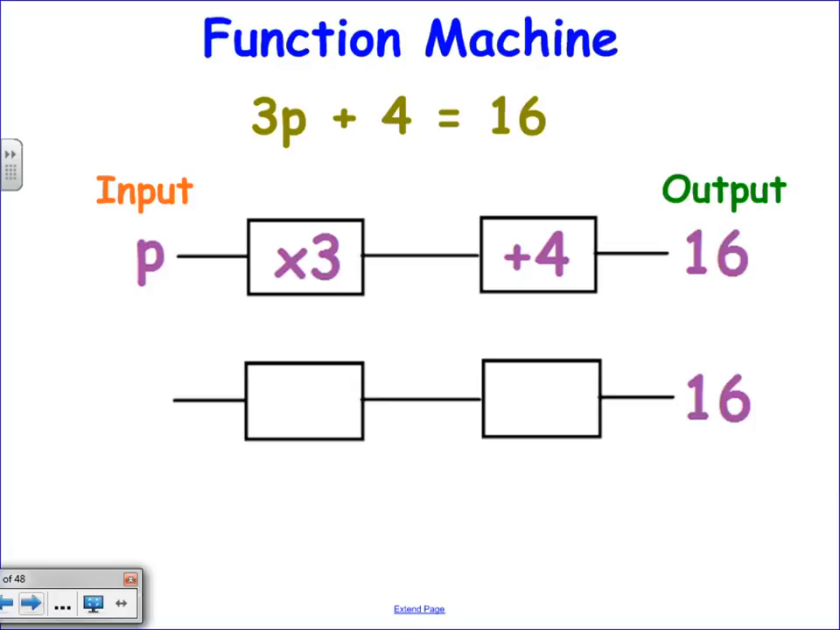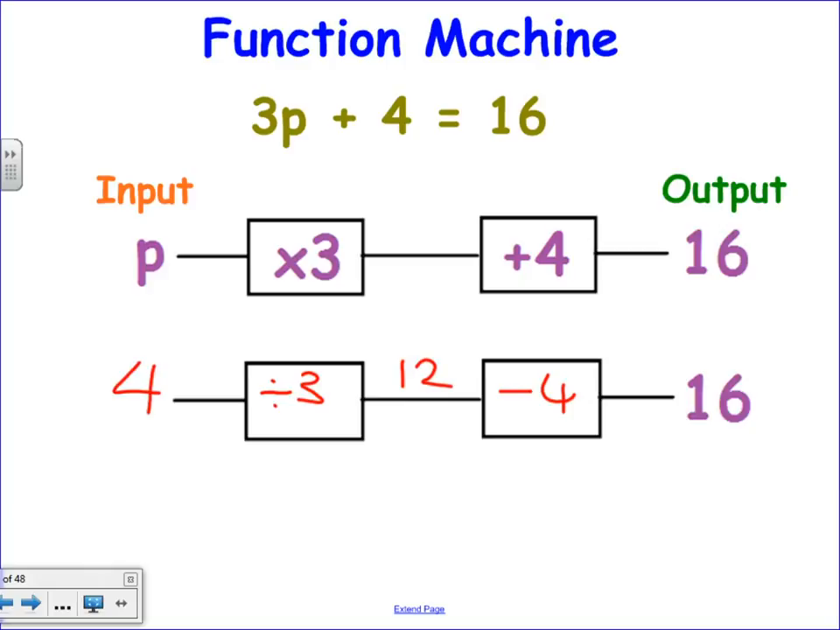So when you come back the other way, you do exactly the same as the inverse flowchart. You just switch what's happening. So instead of adding 4, you subtract 4. Instead of multiplying by 3, you divide by 3. And then you put your number in at this end. So this now becomes the input, and the output switches up that end. So 16 minus 4 is 12. 12 divided by 3 is 4.